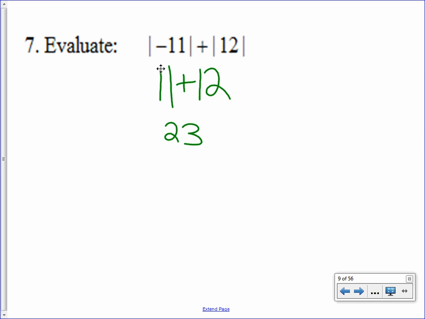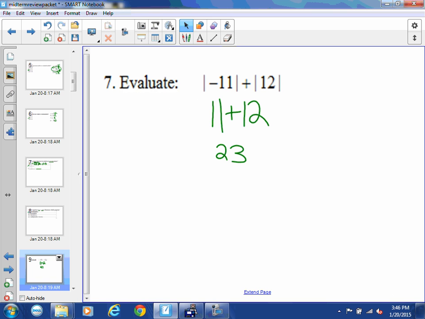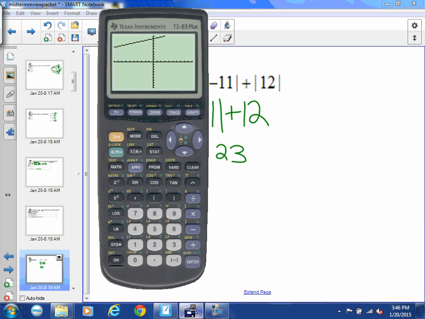You could also do this problem in the calculator. Now, my calculator, unfortunately, does not have the new software that's on here, but it's the same buttons. You would hit Math, Num, ABS, negative 11. Of course, yours will show the bars, plus Math, Num, ABS, 12, and that gives me 23.